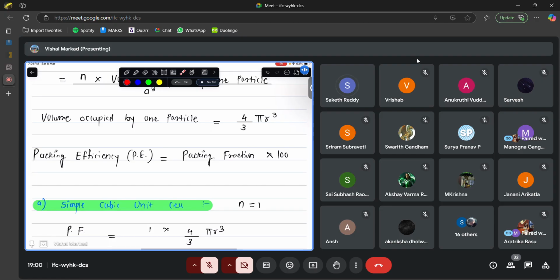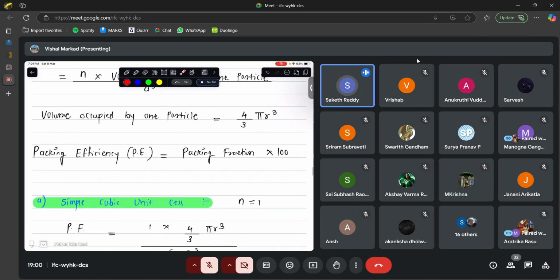Now we have to calculate. How do you know the radius of the atoms? How do you calculate it? That we have to study. In a simple cubic unit cell, there is one relation between A and R. I will tell that, we have to study what R is.